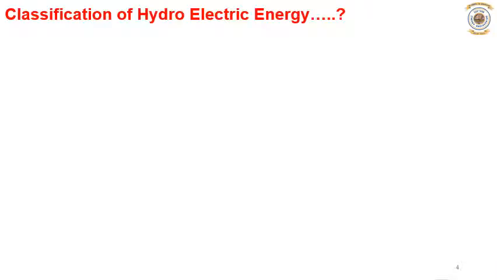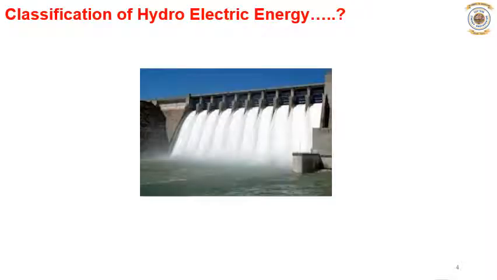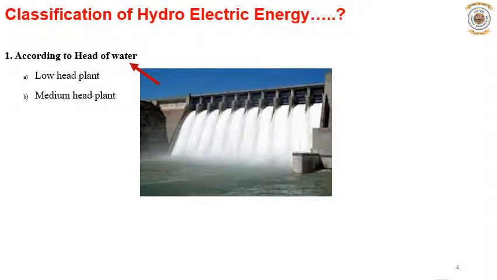Classification of hydroelectric energy. Hydroelectric energy is classified into several groups according to various aspects. Number one, according to head of water or head availability. According to availability of head, these are classified as low head power plant, medium head power plant, and high head power plant.